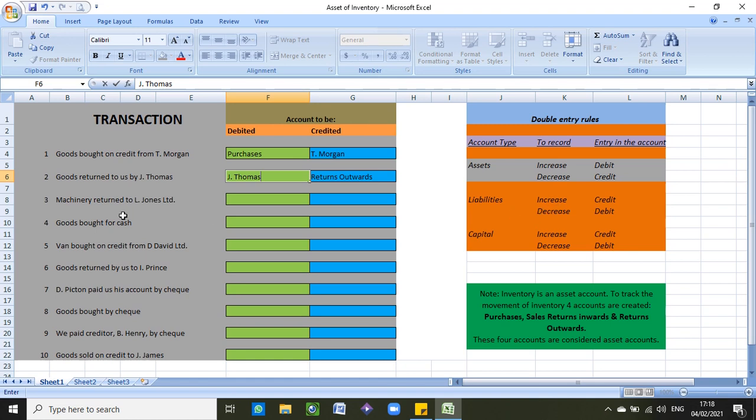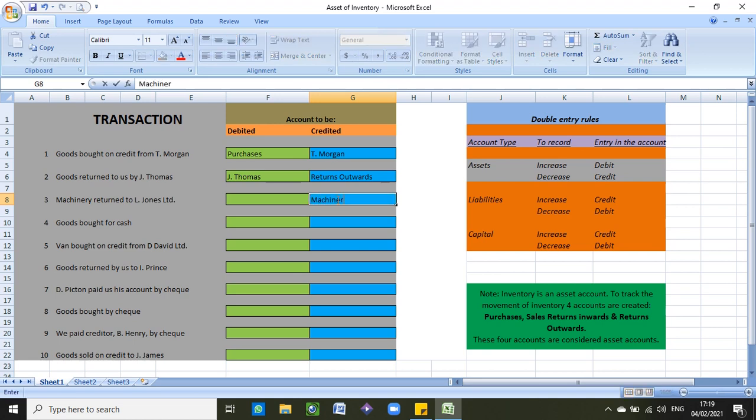The following transaction. Machinery returned to L. Jones Limited. For this particular transaction, we do not see the word goods. So that means that we will not use any of these accounts because we do not see that word. So we go back to the previous chapter and figure out which account we will use. Well, what are we returning? We are returning machinery, which is considered an asset, and we are returning it to L. Jones Limited. So if we are returning machinery, that means that we will have less machinery or perhaps no machinery at all. So that means that I need to do a credit entry on this particular asset. The way I do that is by doing a credit entry.